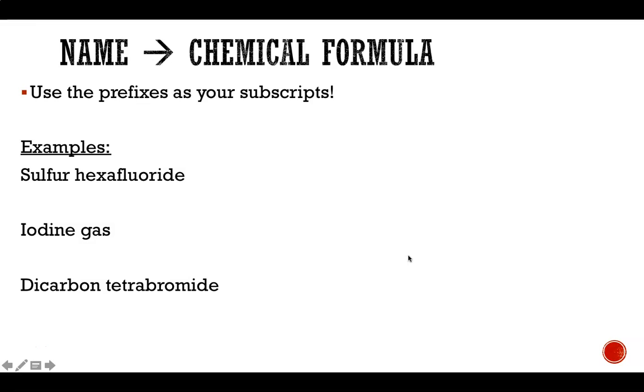Let's go backwards. So if you have the name and you're trying to come up with a chemical formula, this is actually super easy. It doesn't require any crisscrossing at all. All you have to do is look for the prefixes, and that tells you what number to write. So if we don't see anything, that means there's a mono there, but obviously they haven't written it because they followed the rules. So we've got one sulfur and 6 fluorines. So that would end up being SF6.